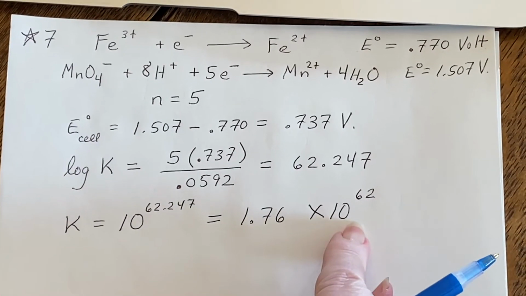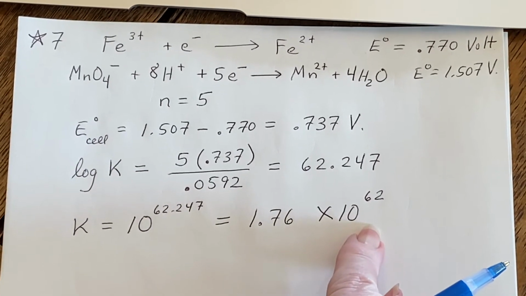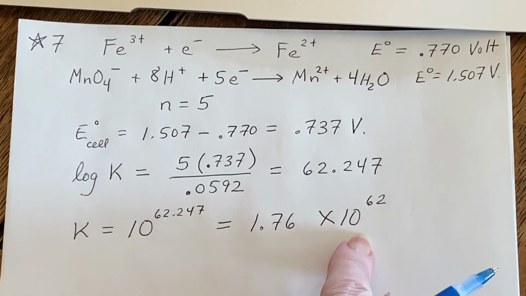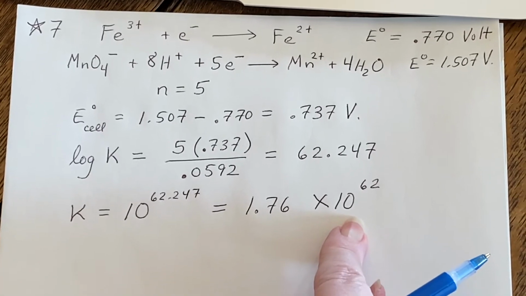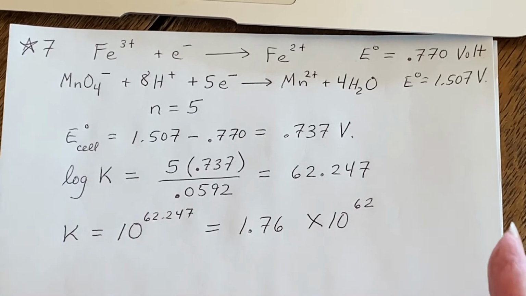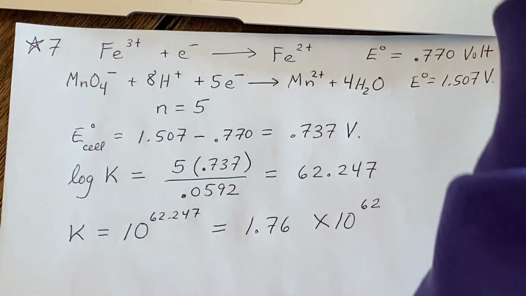When I run my calculator on that, I get an absolutely massive number for K. This favors the product so much that we used to just say it runs to completion, which makes sense. We want our batteries to run to completion. We don't want them stopping early. The more we can have them run, the better.